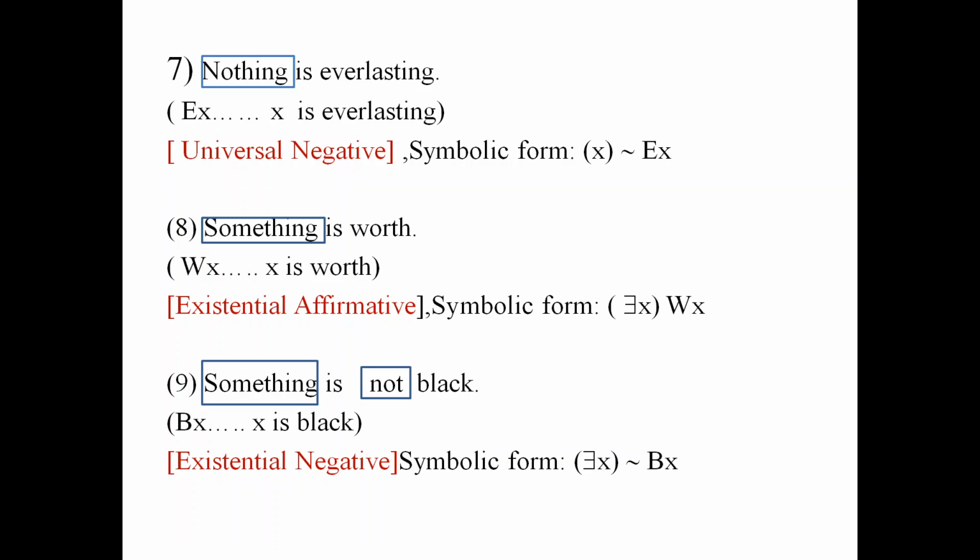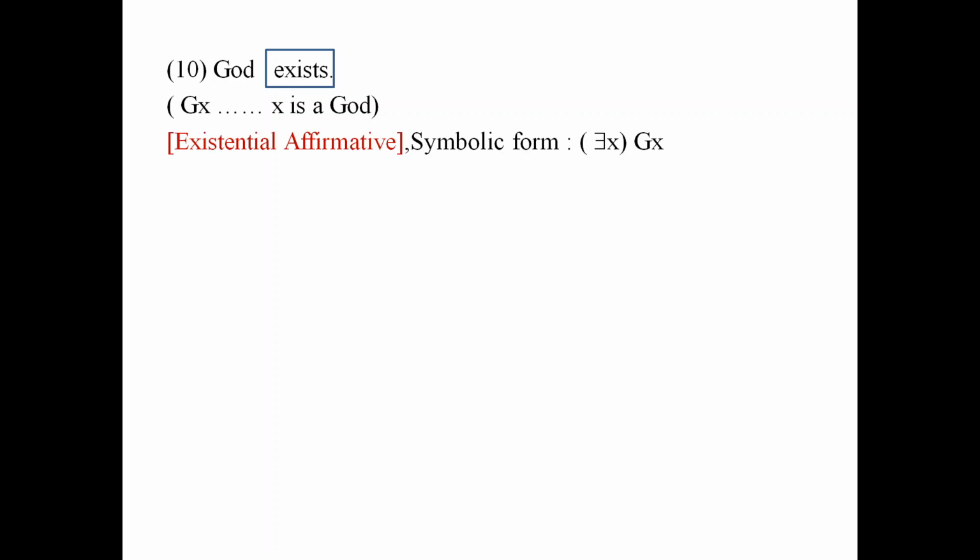Now we come to the next, God exists. Here exists is the word used, so it is an existential affirmative proposition. So the symbolic form will be existential quantifier phi x. Place capital G instead of phi. So it will be written as existential quantifier Gx, and it will be read as: there is at least one x such that x is God.